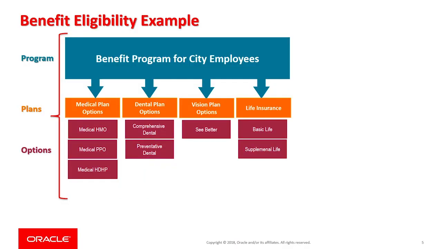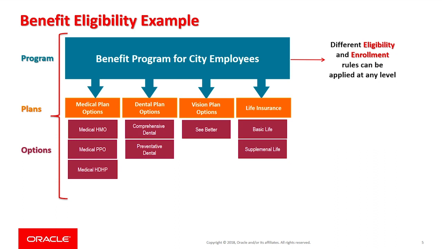Let's take a look at some examples related to eligibility. So you can see here in this diagram we have a program for example, city employees. You have the multiple plans under that program and then the options under each plan. So for city employees, when it comes to managing benefits via eligibility, this will illustrate the point of how you can really dial in who receives what and who has visibility to what.